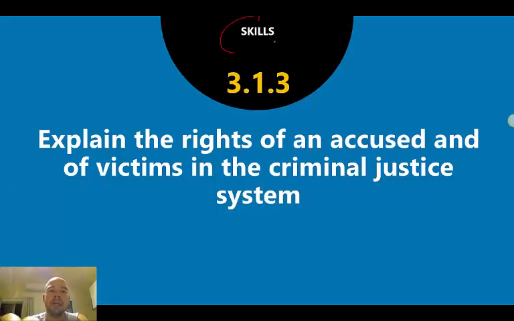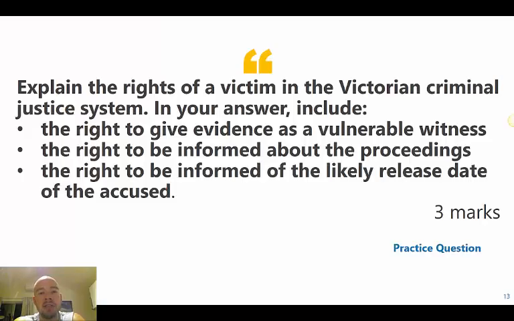In terms of skills, it is the same as 3.1.4, so we just need to explain the rights of victims, and specifically potentially those three. So it's the same question as we had for the rights of the accused, but just with victims. So explain the rights of a victim in the Victorian criminal justice system. In your answer, include the right to give evidence as a vulnerable witness, the right to be informed about the proceedings, and the right to be informed of the likely release date.